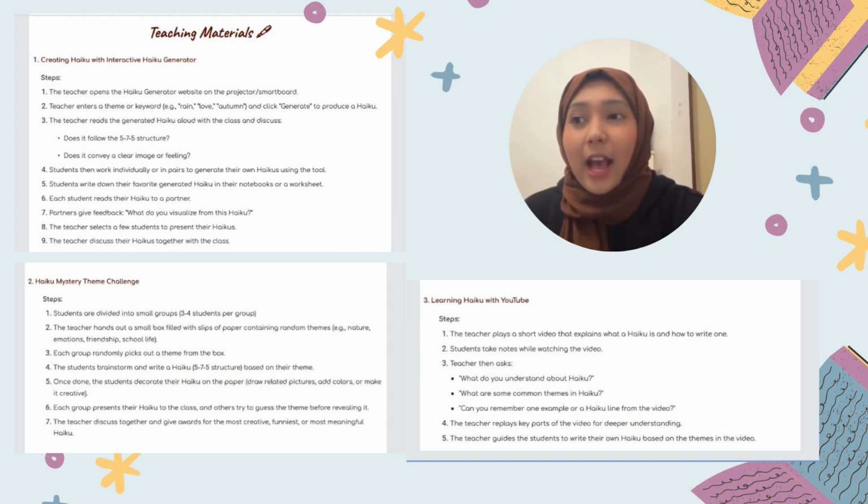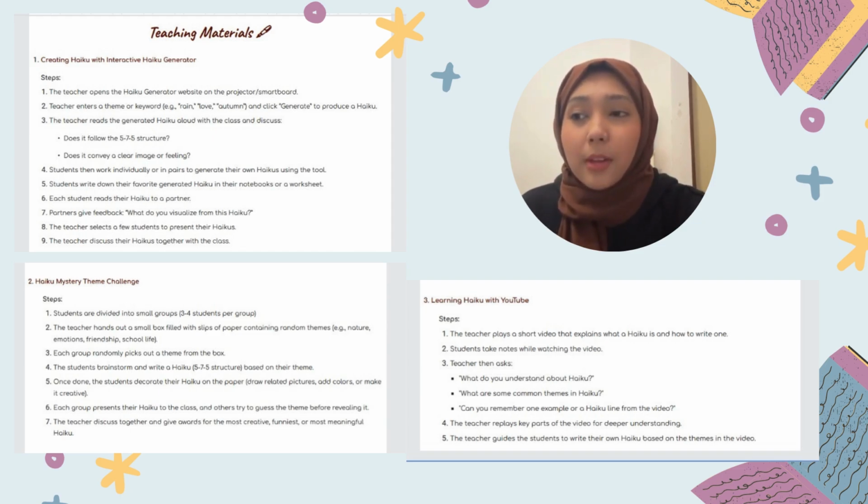Okay, next is Haiku Mystery Theme Challenge. So this is actually a physical activity that the teacher can play with the students by doing haiku together with the whole class. And the steps are, firstly, students are divided into small groups. 3 or 4 students per group is okay. And next, the teacher hands out a small box filled with slips of paper containing random themes. Example, nature, emotions, friendship, or even school life.